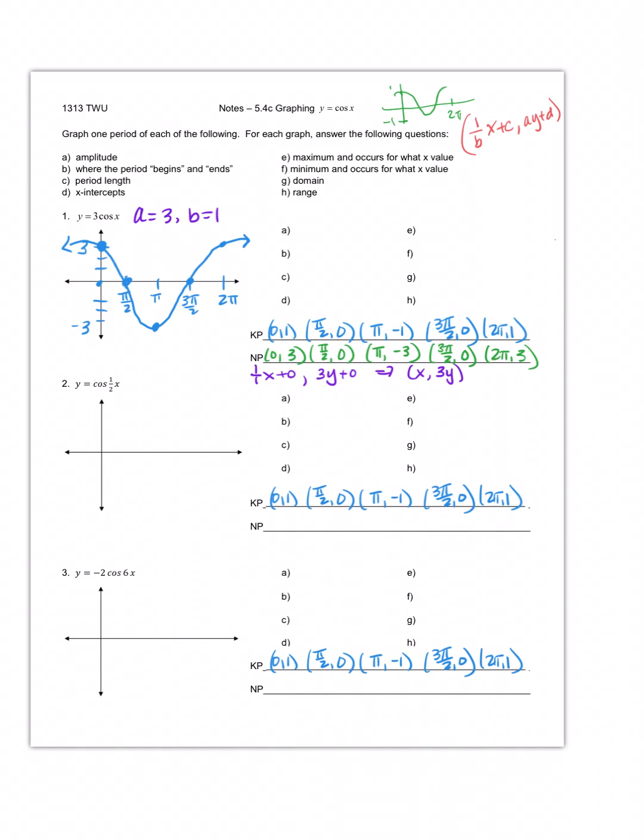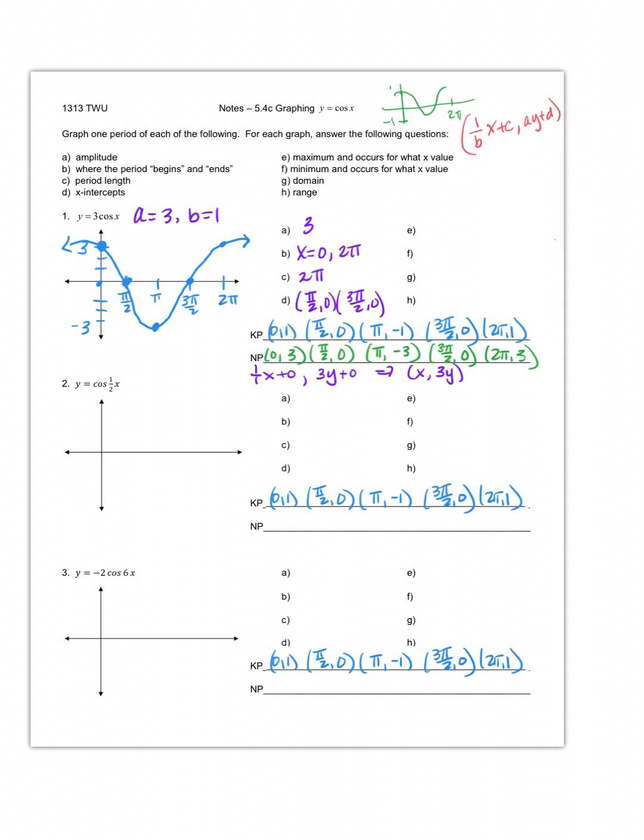Same properties as before. A is the amplitude. The absolute value of A would be 3. B was where does the period begin and end? So it begins in this case at 0, and it ends at 2 pi. Since B is 1, 2 pi divided by 1 is still 2 pi. D is the x-intercepts. Where does it touch the x-axis? It touches at pi over 2, 0, and at 3 pi over 2, 0.